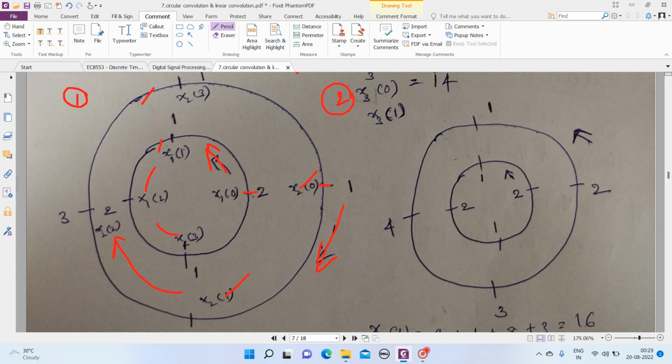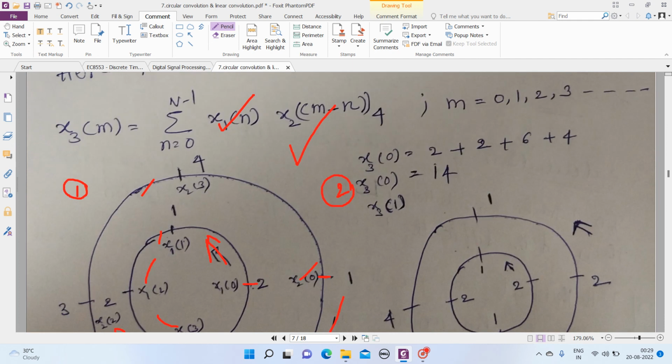x3 of 0. Here I am delaying the outer circle. This is the delay representation. So I am going to fix x1 of n. I'm not going to rotate x1 of n, just I'm going to rotate x2 of m minus n. It is a delay element, delay variable, so I have to rotate in the anti-clockwise direction.